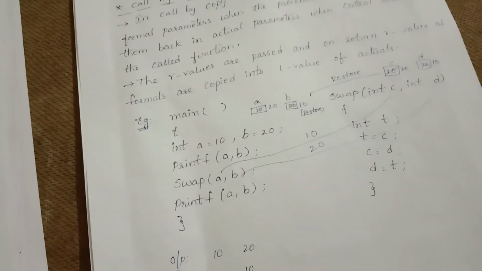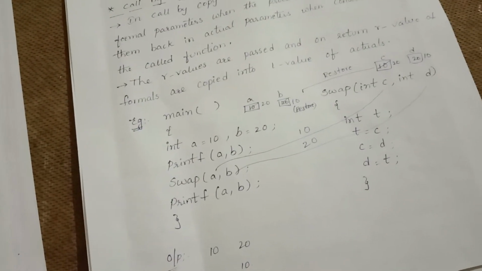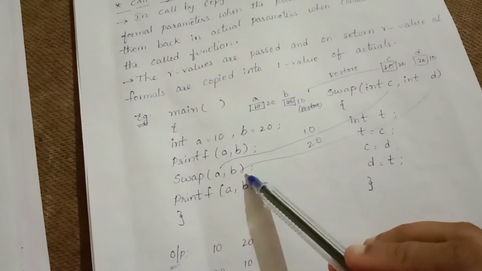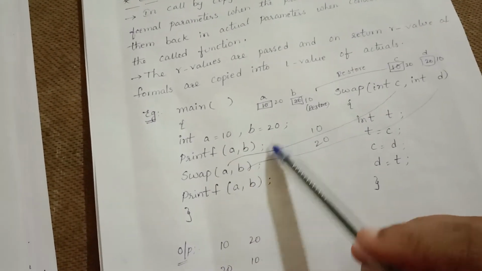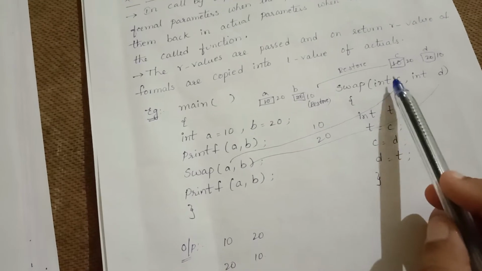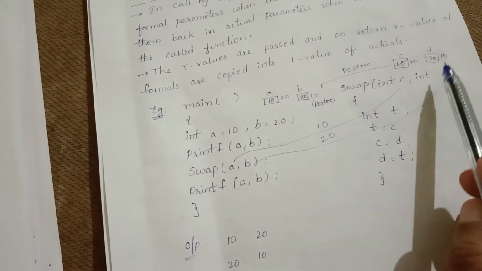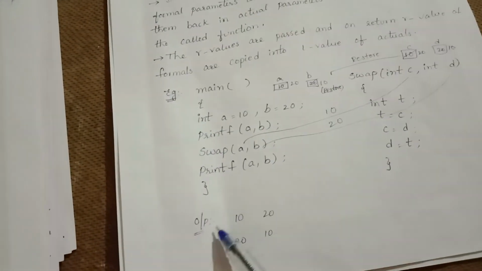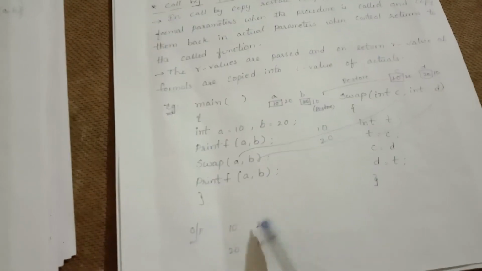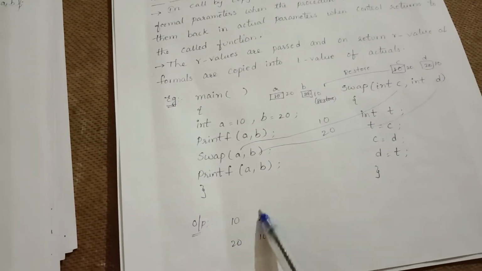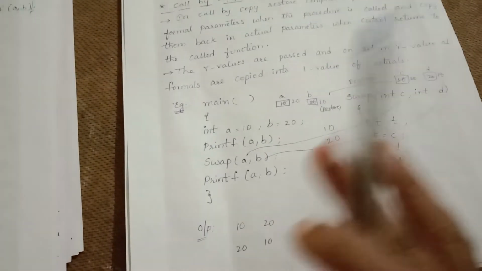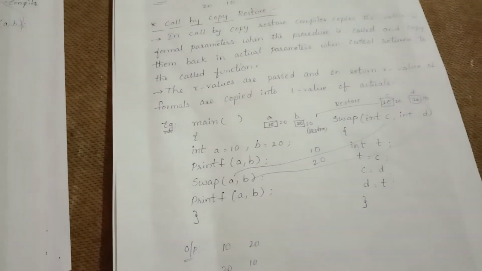So here you can see the same program. When swap a, b is done, the a value is 10 and the b value is 20. So the a value will be stored in c and the b value will be stored in d. So the output will be as copy and restore. In place of a we get the b value, and in place of b we get the a value. That is, the swapping has been done.